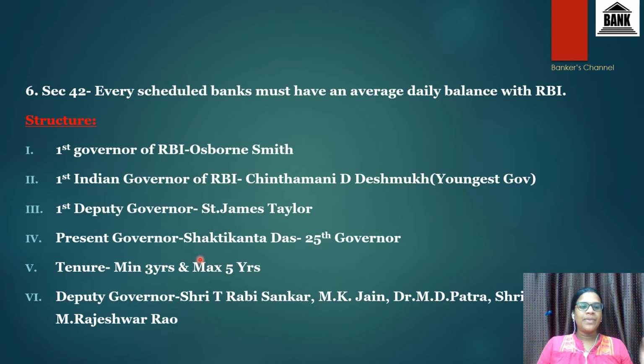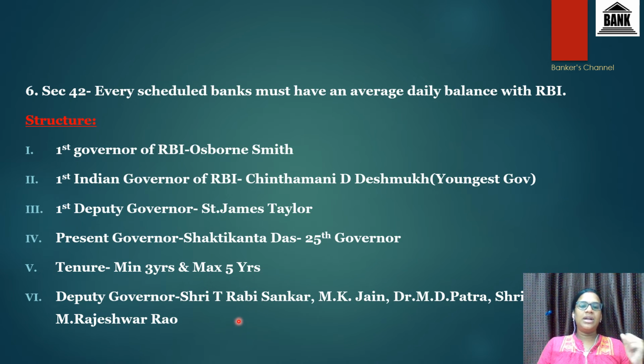The first governor of RBI is Osborne Smith, and the first deputy governor is St. James Taylor. Now the present governor of the Reserve Bank of India is Shaktikant Das. He is the 25th governor of the Reserve Bank of India. Before him, we had 24 RBI governors, but those will not be asked in the banking awareness section. They can ask the present governor, the first Indian governor, or the first deputy governor. We have already seen those things in the videos. The tenure for the governor is a minimum of 3 years and a maximum of 5 years.